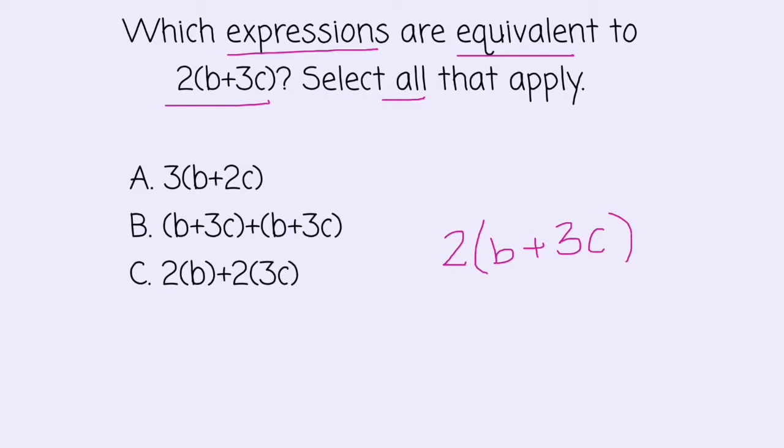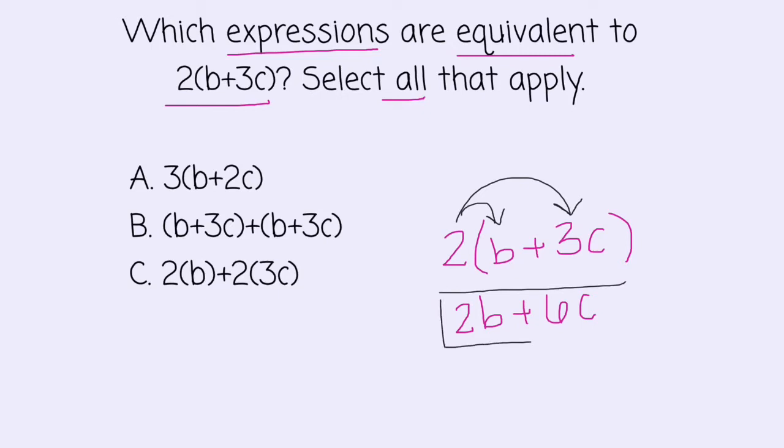So let's distribute 2 to the b and the 2 to the 3c. This will give us 2b plus 6c. And now that we have our expression in the simplest form, we can start looking at the answer choices and do the same thing to them.